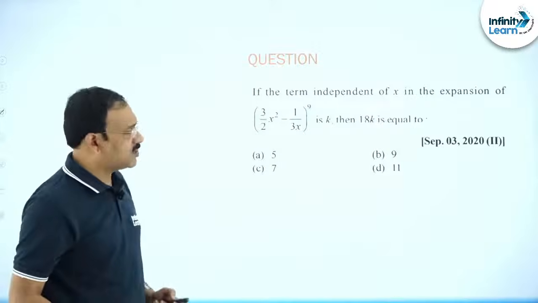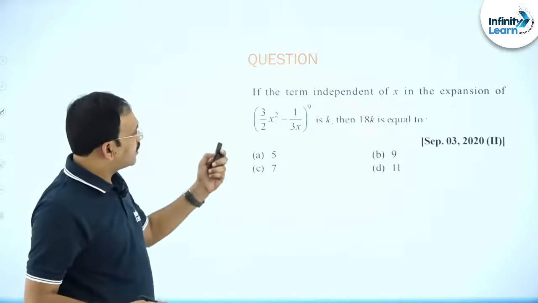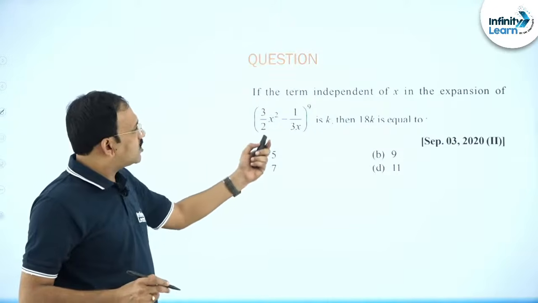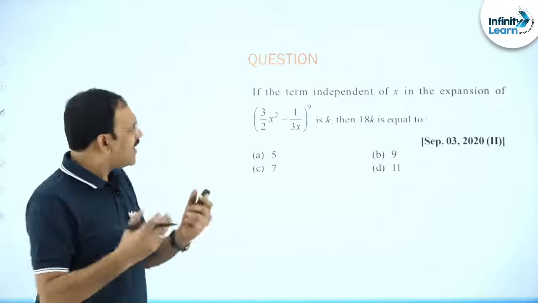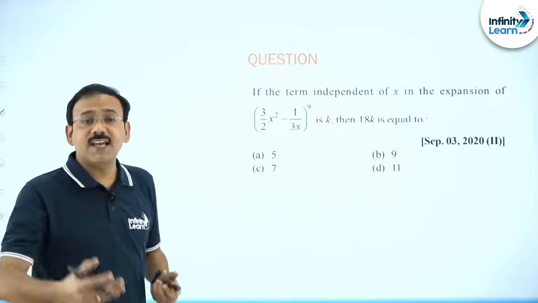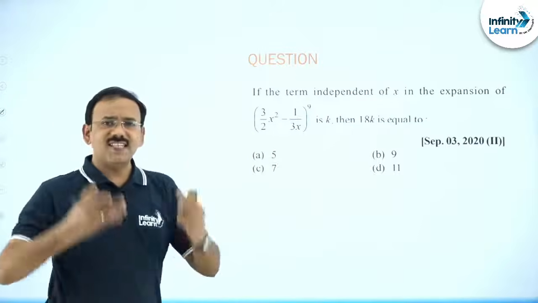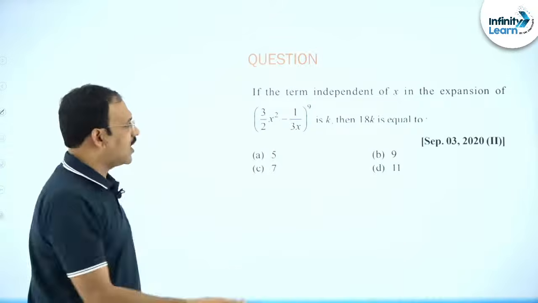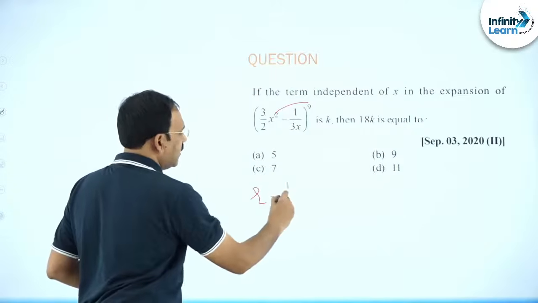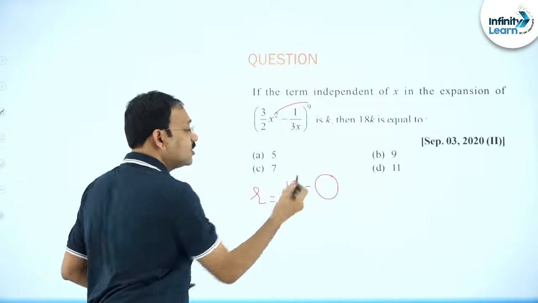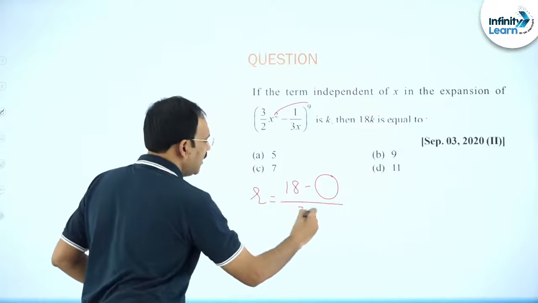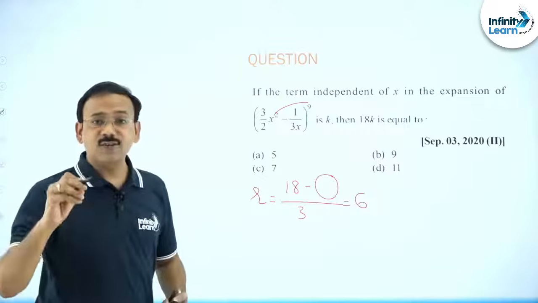This question is also similar. If the term independent of x in this expansion is k, find 18k. This problem is half of the previous problem. Independent term means x power 0 coefficient. This problem can be solved in a standard way, but you can apply the shortcut. You just apply r is equal to (np minus m) by (p plus q), that is 18 minus m, where m is 0 because it is the independent term, by p plus q, which is 3. So r is equal to 6. R is equal to 6 means the 7th term.